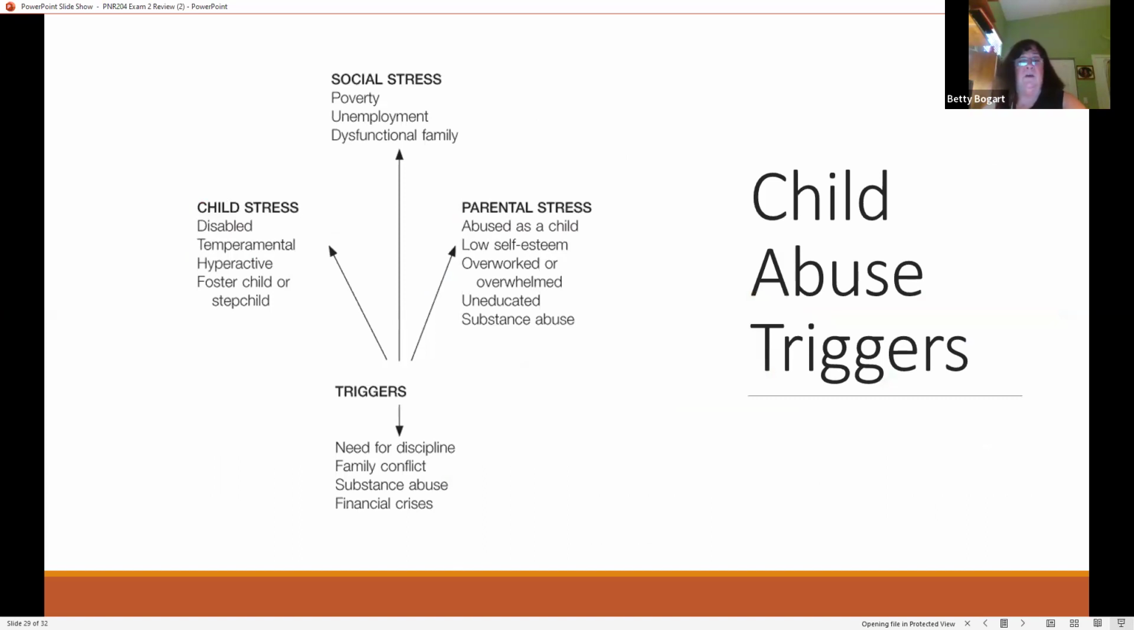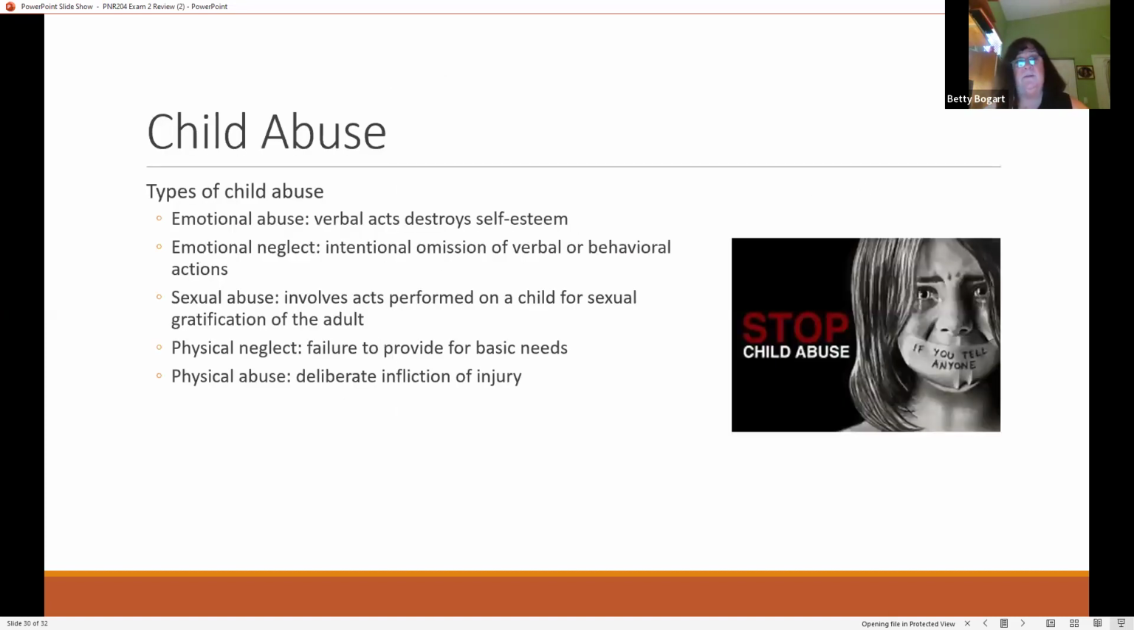So child abuse, I was talking about early triggers. So social, poverty, unemployment, the function of the family, they need more care, they're temperamental. How about that hyperactive child, autistic child, foster child? And then we know that parental stress could be just due to, they were abused or they're overworked or they don't feel good about themselves. They're undereducated, can't get good jobs, and it could be substance abuse. And some of the triggers for child abuse is a need for discipline, it's a conflict, it could be financial, and again, substance abuse is a big thing.